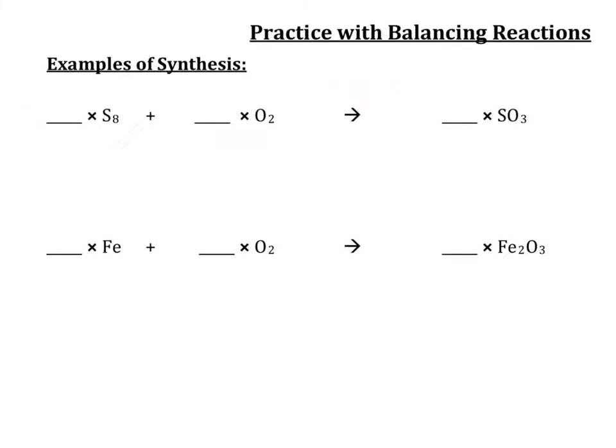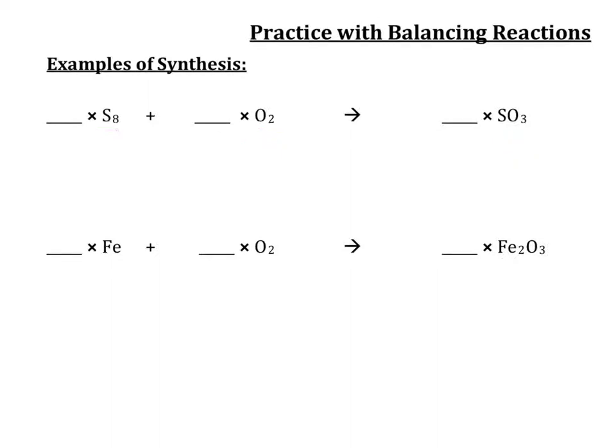And what is wrong with it is that we're starting with 8 sulfurs and we're ending with 1 sulfur. The other thing too is we're starting with 2 oxygens and we're ending with 3 oxygens. And according to the law of the conservation of mass, you cannot create nor destroy matter. And so it appears as if we're somehow destroying some sulfur, and it appears as if we're somehow creating oxygen, and so that cannot happen.